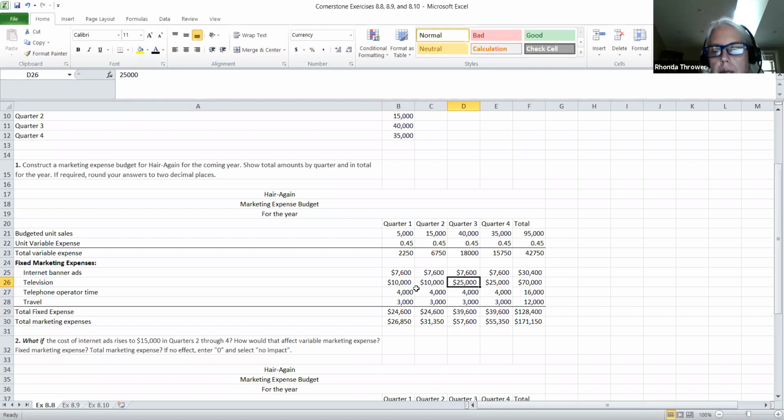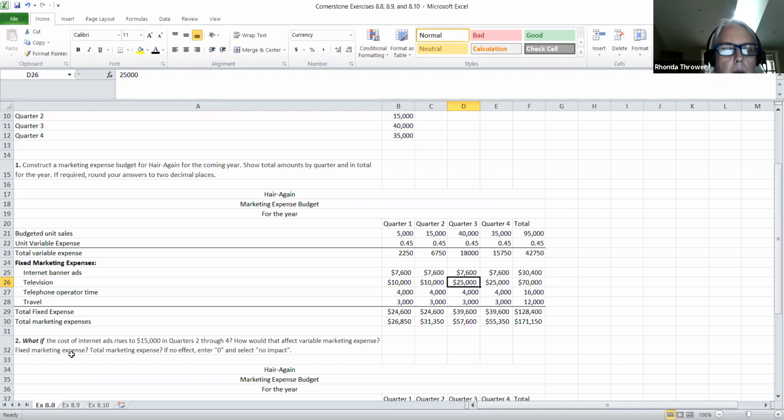You simply total them together, add these up, and add them across, and that'll give you the totals here. Now, to find the total marketing expense, the bottom line here, you're simply going to add your variable expenses for marketing plus your fixed expenses for marketing together. So 2250 plus 24,600 is how they came up with 26,850. And you do that for each quarter. And the total, of course, would be this plus this, gives you that.